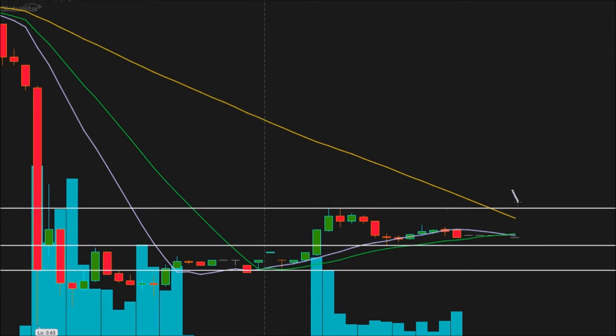If that does happen, then we have a good shot at testing this $1.20 support. Rather, I should say resistance. We have support at $1.02 and then at 90 cents. Resistance at $1.20. So we're going to need to break $1.20 before we have any chance at pushing up further than that. Now, if we do break $1.20, there's gap up potential all the way to about $1.80.